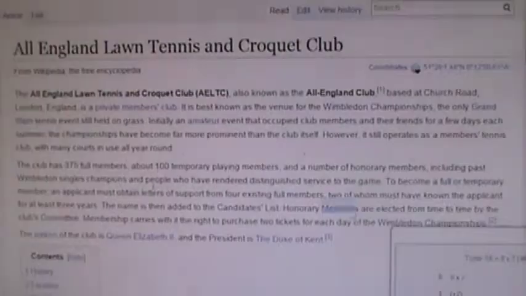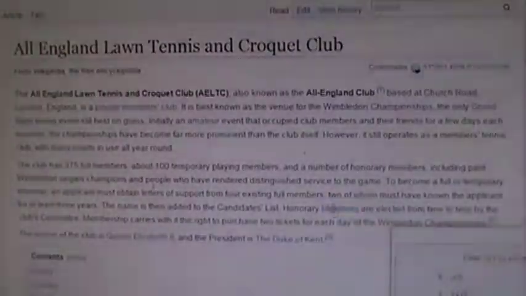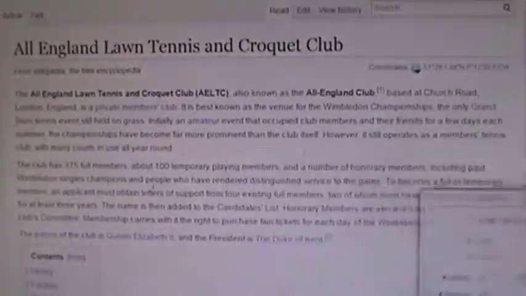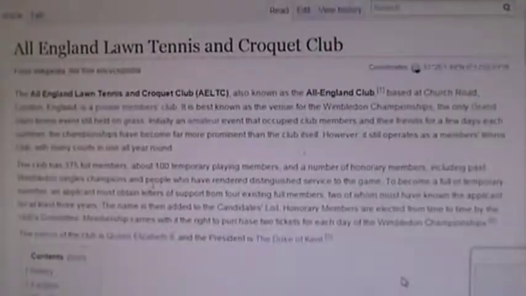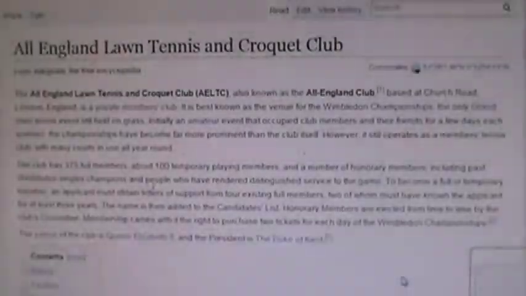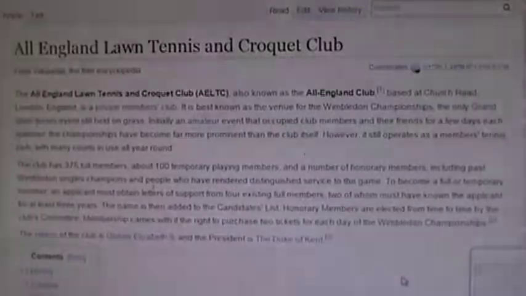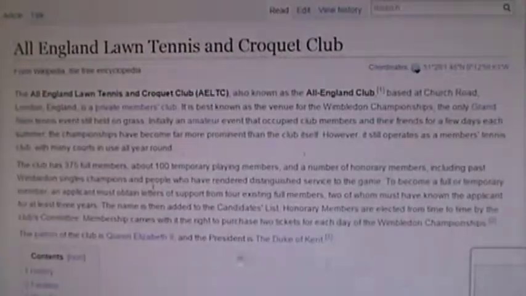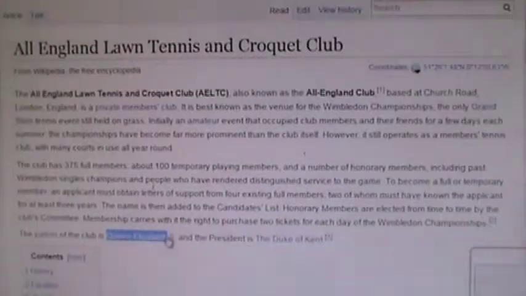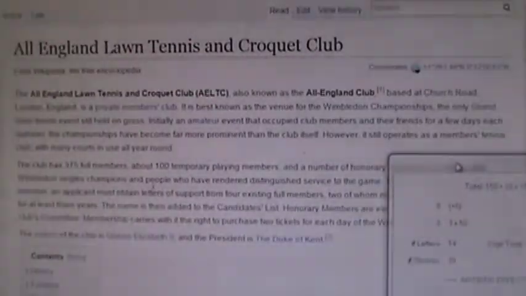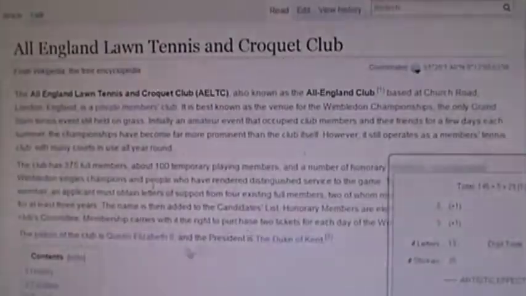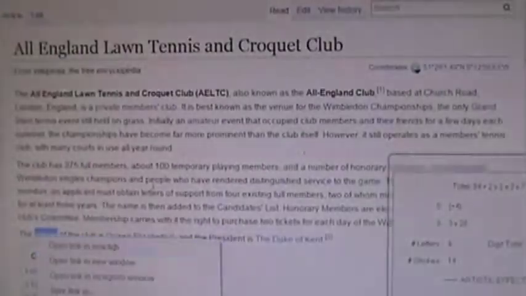Wow. So, honorary members. Members divides by 3, and honorary divides by 3. Honorary members is like a giant 3 fest. The patron of the club is Queen Elizabeth II, which divides by 3. Remember that? Queen Elizabeth divides by 3, and then when you add the second, that divides by 3. The president is the Duke of Kent. Look at all these titles, eh? Well, you can do that. And then patron, of course, divides by 3.